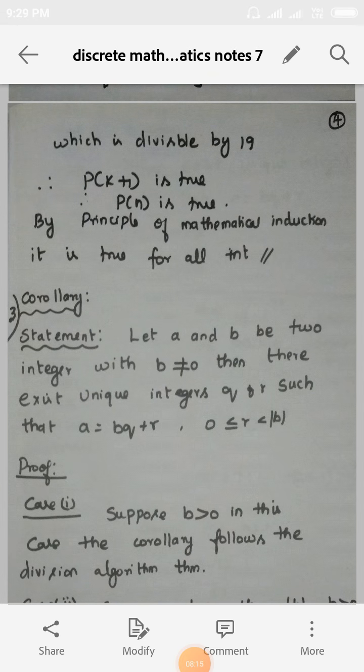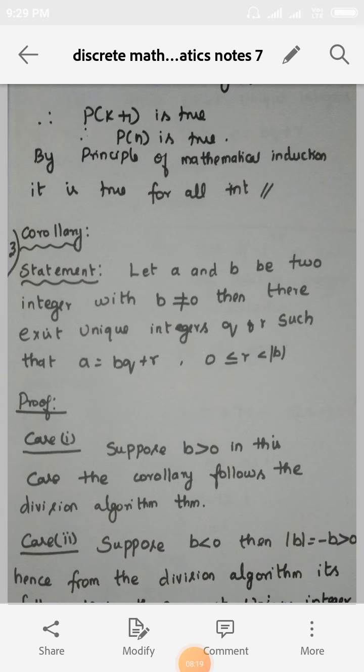Statement: Let A and B be two integers with the condition B is not equal to 0. Then there exist unique integers q and r such that A is equal to bq plus r, where 0 is less than or equal to r, less than modulus of b.